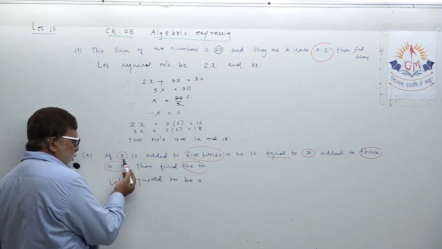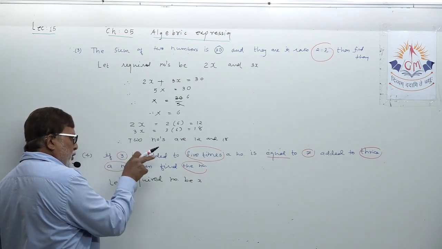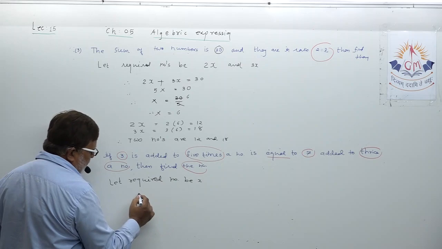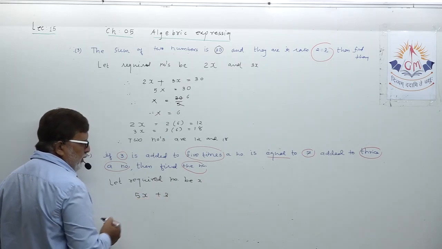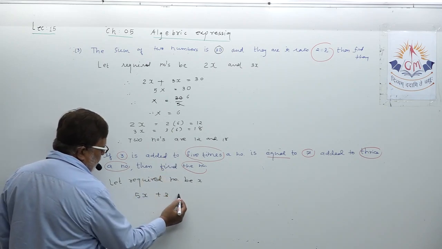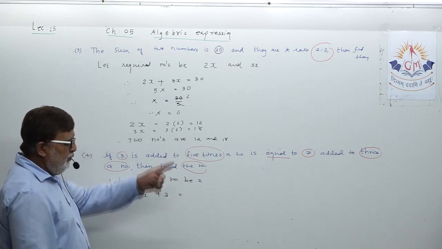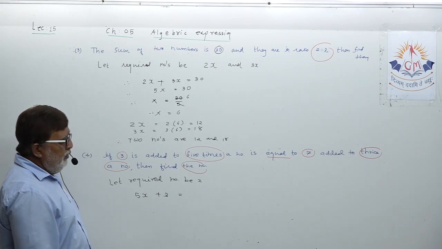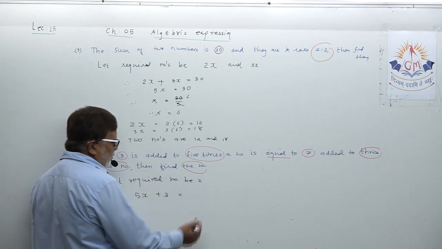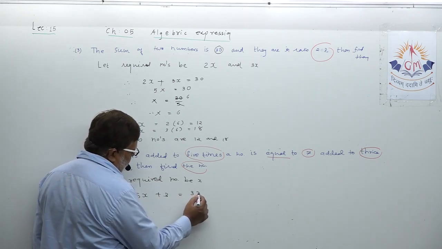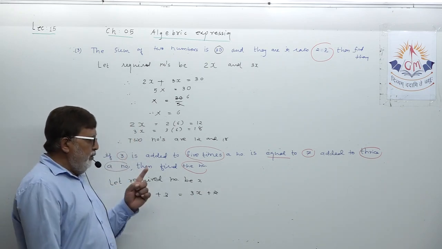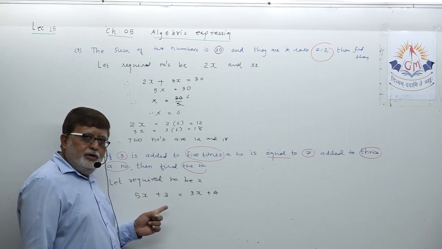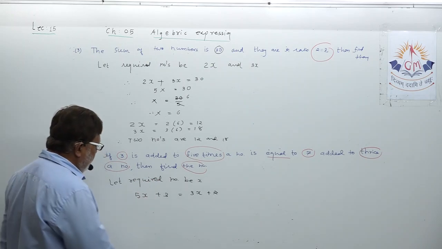What is written? 3 is added to what? 5 times this number. 5 times means 5x, 3 is added, is equal to, what is written? 7 added to thrice a number. So you take thrice a number plus 7. What is given in words has been expressed in the form of an equation.